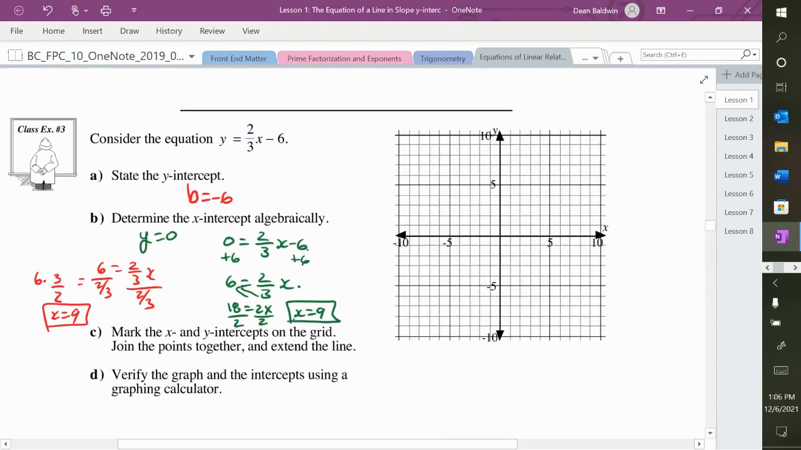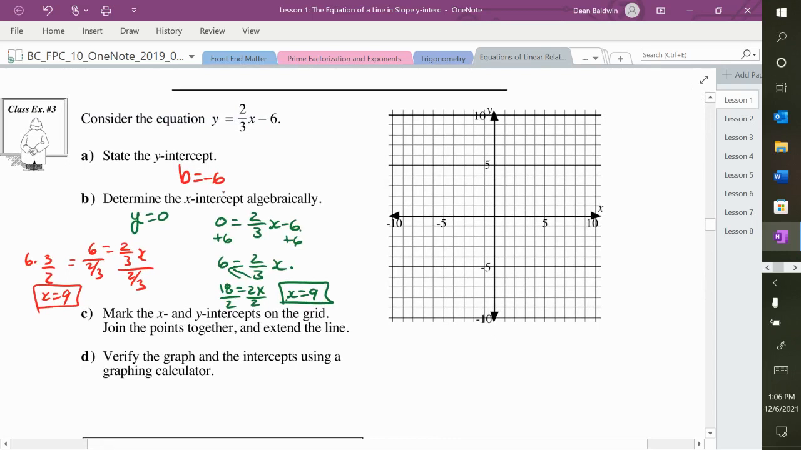All right. So we have our y-intercept of -6, which is right there. We have our x-intercept of +9, which is right there. So now you can just connect them in a line.